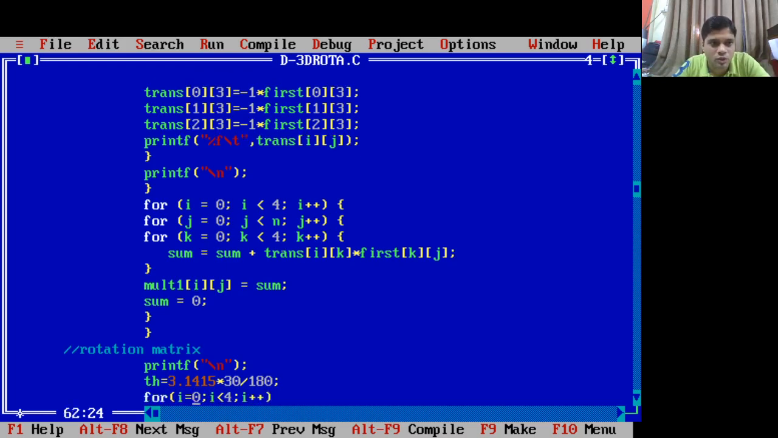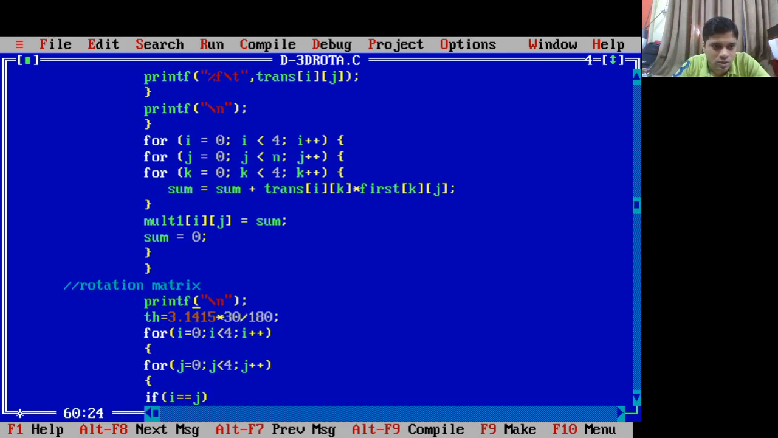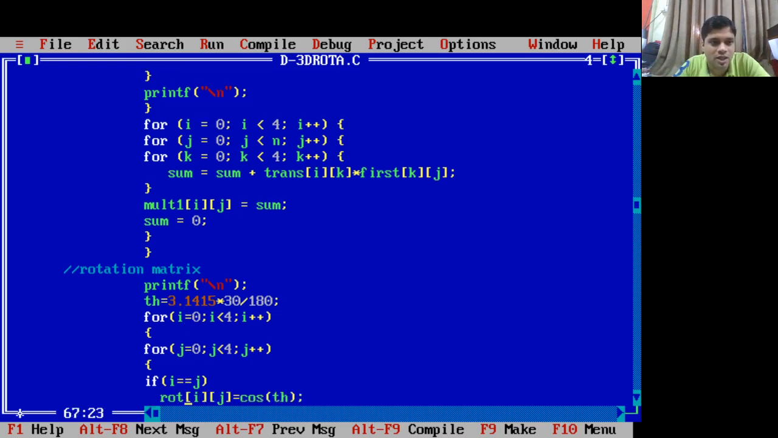Then I carry out the rotation matrix. First I find the value of theta. I have to convert theta into radians, because when I include the math library and use the cos theta and sin theta functions, the value of theta should be in radians. So I convert it by multiplying theta, which is in degrees, that is 30 degrees, by pi by 180, so it is converted into its equivalent in radians.